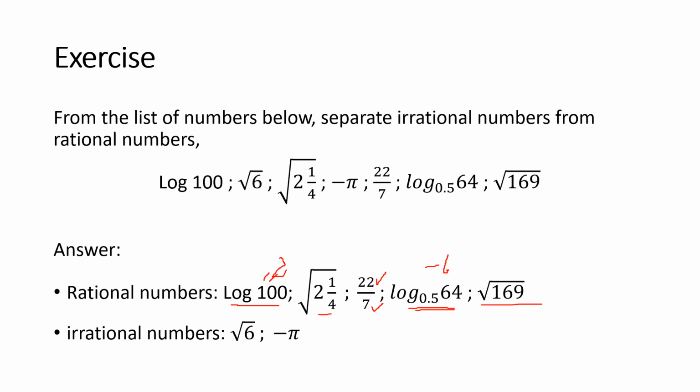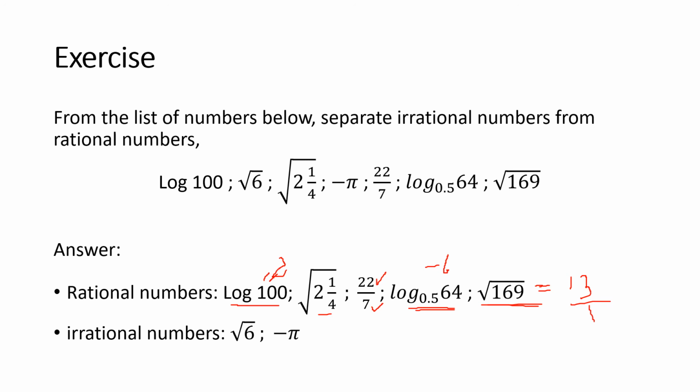The square root of 169 is 13. So it is a rational number because it is an integer. We can express this as 13 over 1, where both 13 and 1 are integers.